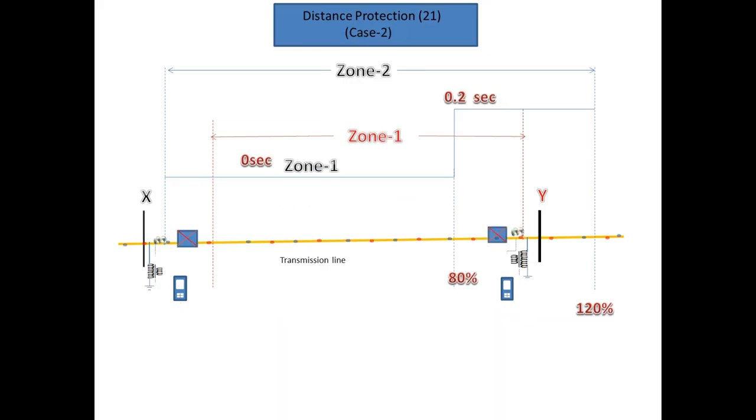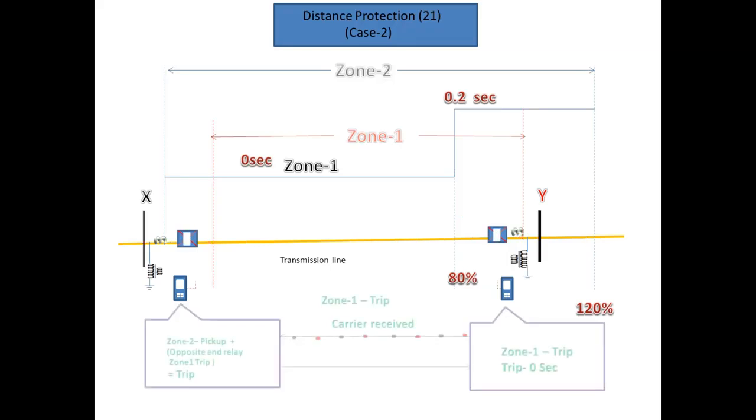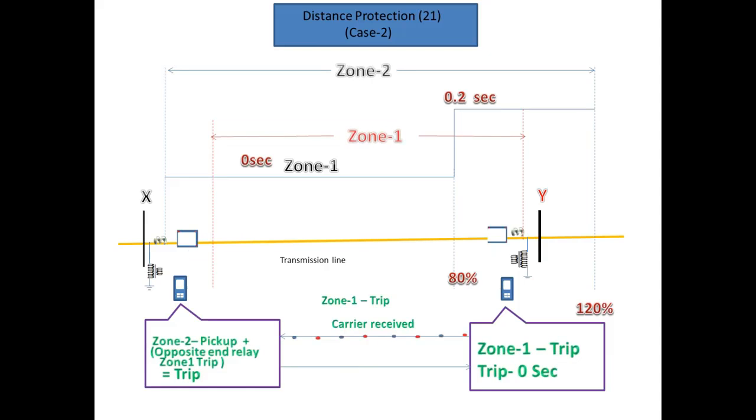In case 2, my fault is in zone 2 for me, but if you see the fault for the receiving end, it is zone 1. So my opposite relay will trip and also send a signal to me. This is known as a carrier signal. When my relay receives this carrier signal, and if my relay sees the zone 2 pickup, then my relay will not wait for the zone 2 timing at all. It is going to trip immediately.